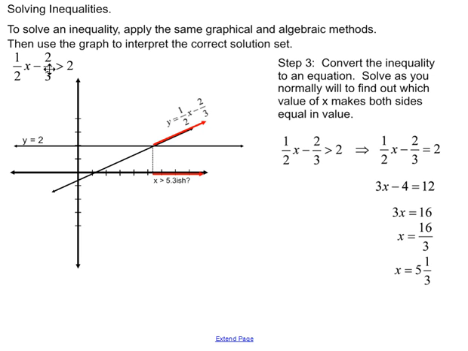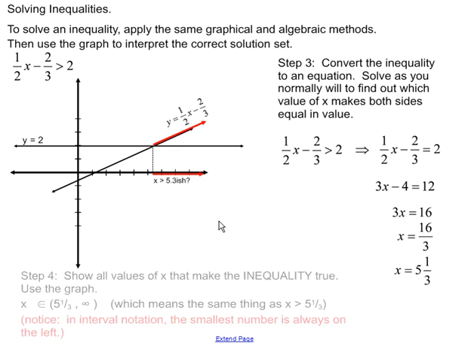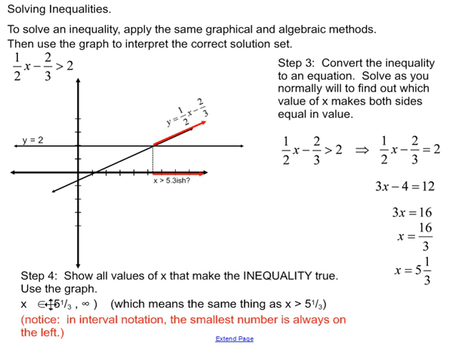I need to find out which values of x do not make the left-hand side equal to 2. I want them greater than 2, and we've determined in our graph that if we increase the x values from 5 and 1/3, the y values will be above 2. So all I have left to do is to take my algebra and convert that to a solution to my inequality. In this case, it says if x is any number bigger than 5 and 1/3 and beyond, then the inequality will be true.